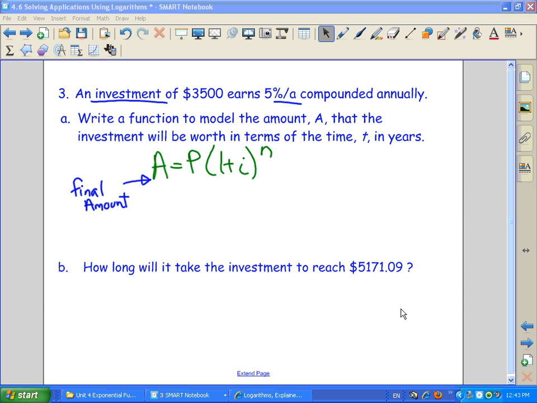So this is 4.6, solving applications using logarithms. And this is going to be video part 2. I just had technical difficulties, so today's full lesson is broken into 2 parts.